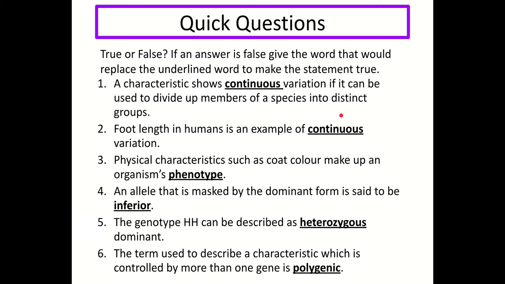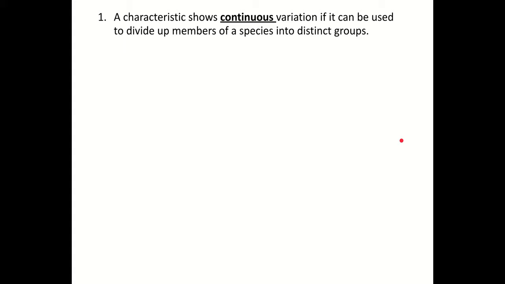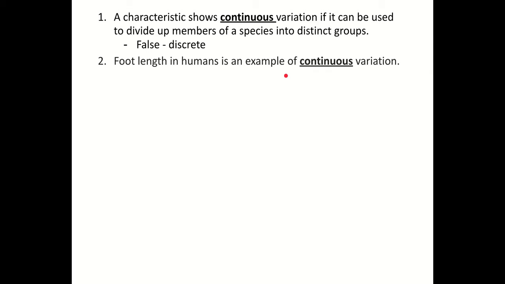Okay, so the first one said, a characteristic shows continuous variation if it can be used to divide up members of a species into distinct groups. That is not true, it's false, and it's discrete variation that's used to put them into distinct groups. Foot length in humans is an example of continuous variation. That's true because there's a range of values between a minimum and a maximum for foot length.